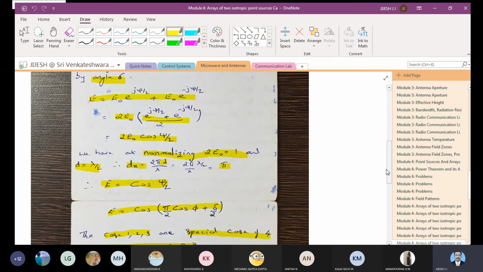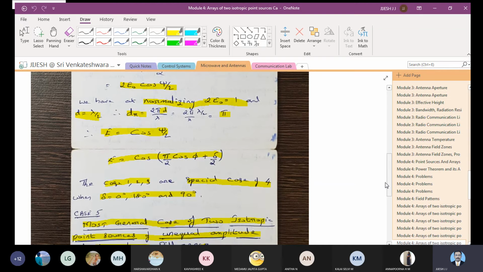As I have told you, this is a general case where cases 1, 2 and 3 can all be covered within this case. It is a special case: when delta is equal to 0, 180 and 90 degrees, you will get case 1, 2 and 3.